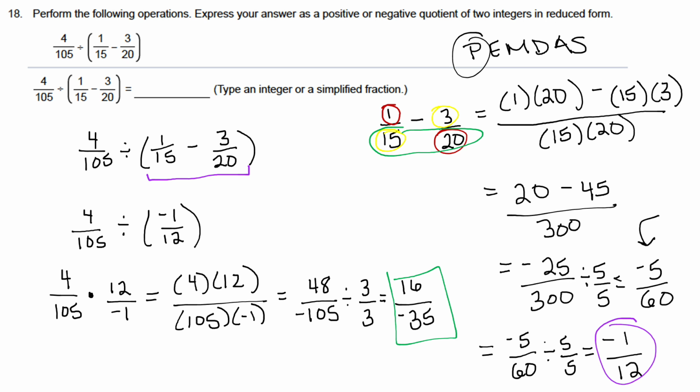I also want to note that we can write this as negative 16 over 35, or negative out front and then 16 over 35. It doesn't matter what number the negative is on, as long as there's one negative sign in that fraction.